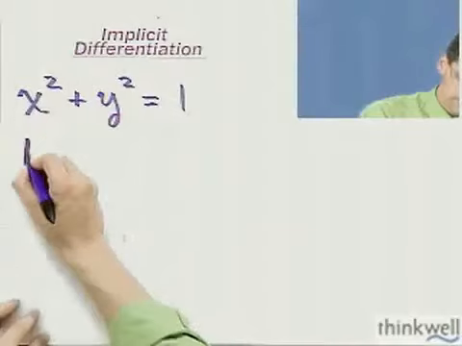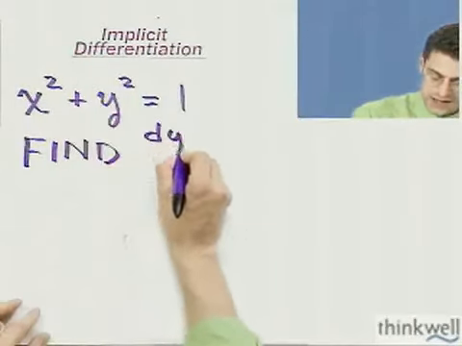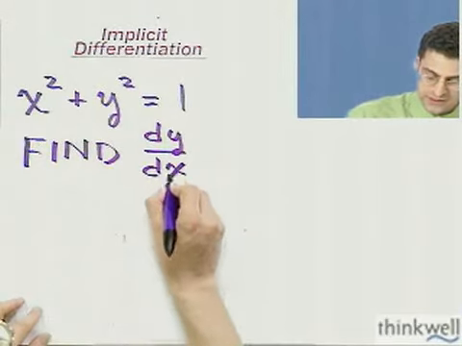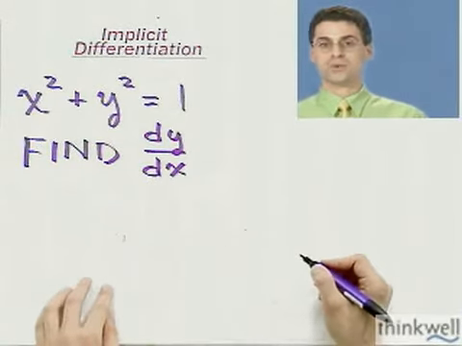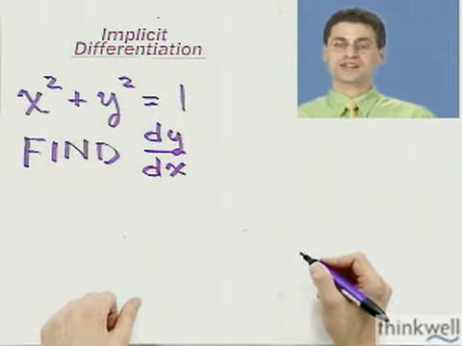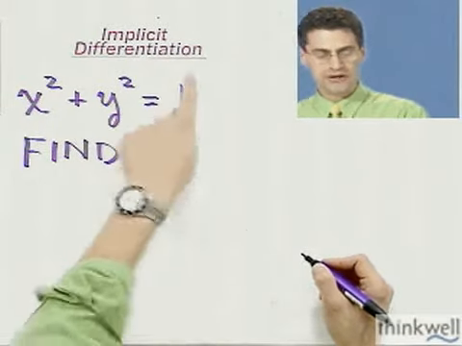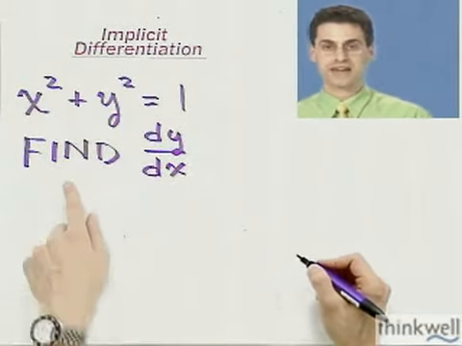So the question is, find dy/dx. The question remains the same. How do you find dy/dx? Now, how do we proceed? The thing to do is to proceed just as we did before. Namely, let's just differentiate everything here with respect to x.